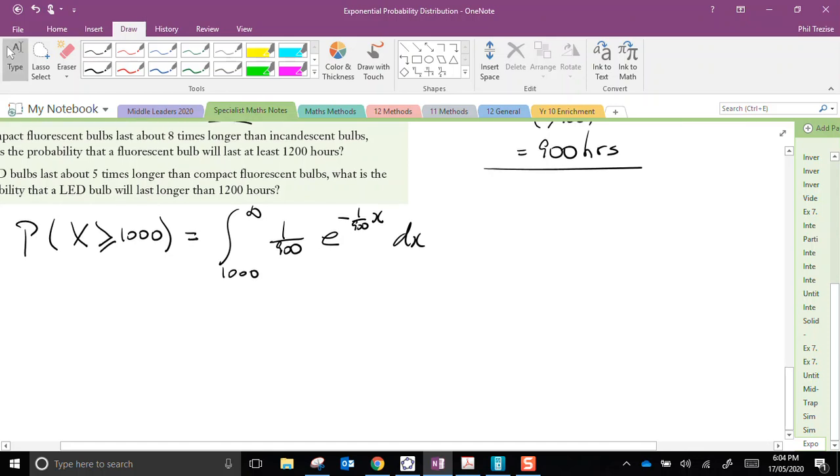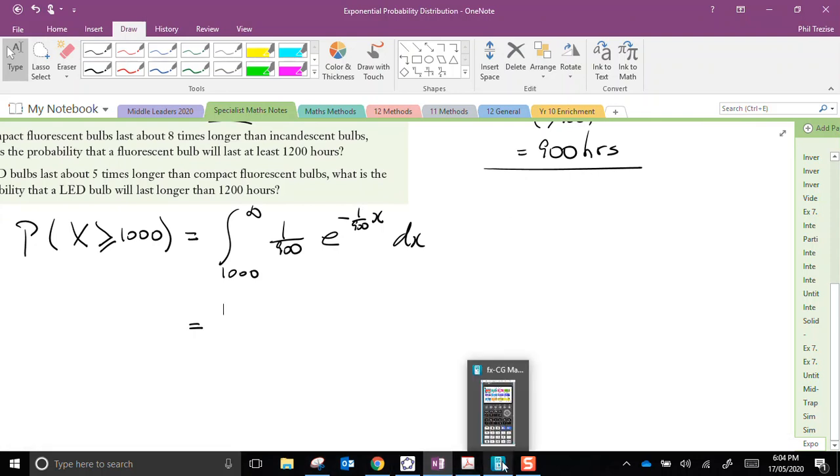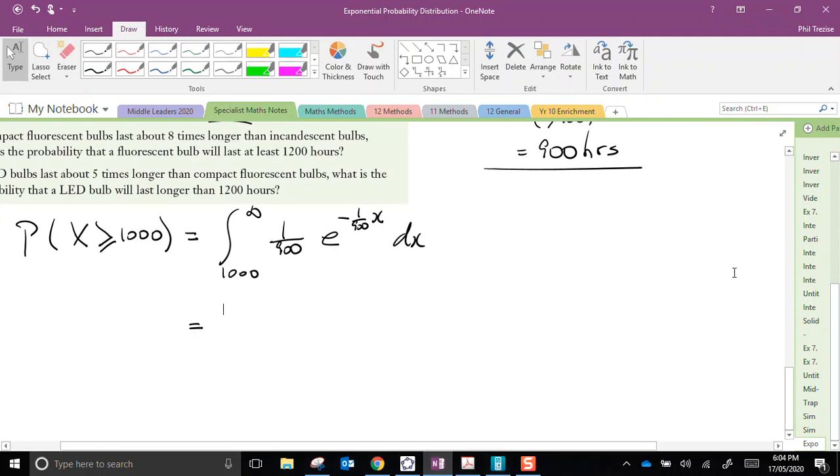Now we could perform this manually, or we could use technology depending on which of the exam papers we were looking at. So remember, doing this with technology would be child's play. Actually, let's do it manually first and then we'll check the answer. So we want the integral. Well, 1 over 900 is a constant. Now I would have e to the negative 1 over 900x divided by negative 1 over 900.